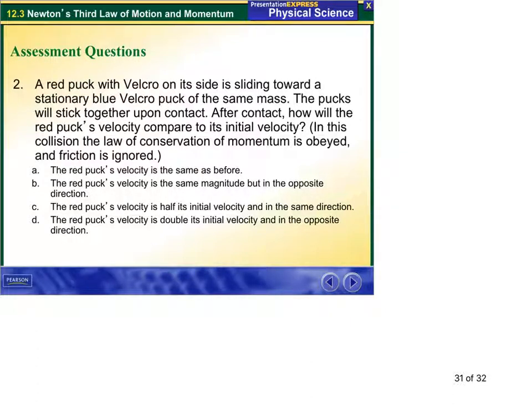A red puck with Velcro on its side is sliding towards a stationary blue puck with the same mass. The pucks will stick together upon contact. After contact, how will the red puck's velocity compare to its initial velocity? And we can ignore friction in this example. So the red puck's velocity will be half its initial velocity and in the same direction. And here we would assume that the two pucks were exactly the same mass.